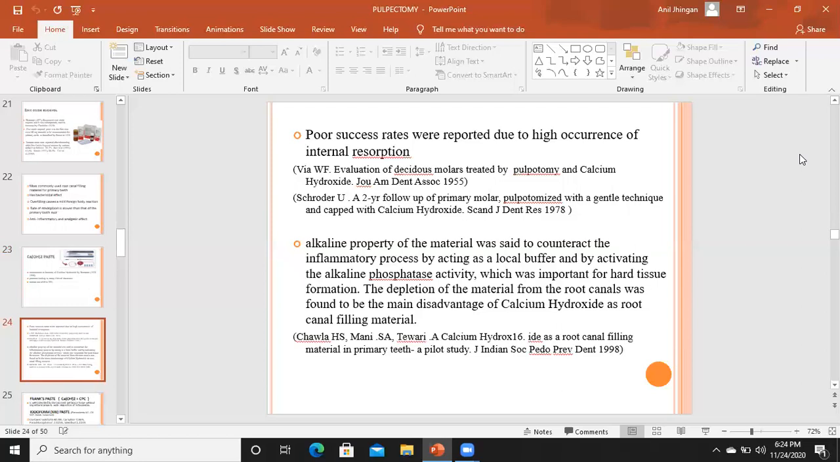The depletion of the material from the root canals was found to be the main disadvantage of calcium hydroxide as a root canal filling material. So after some time, maybe 6 to 7 months later, when you take an X-ray, you will observe that it has dissolved.